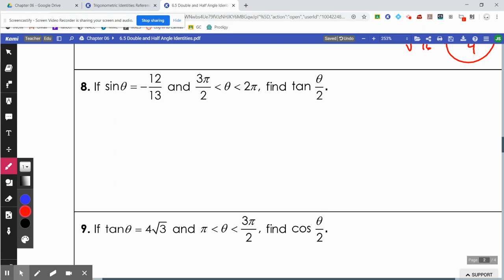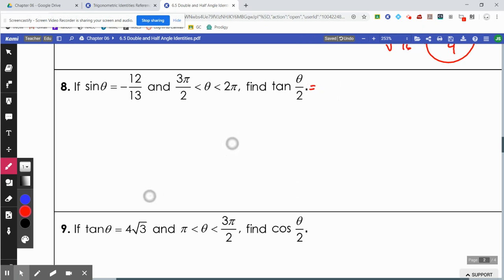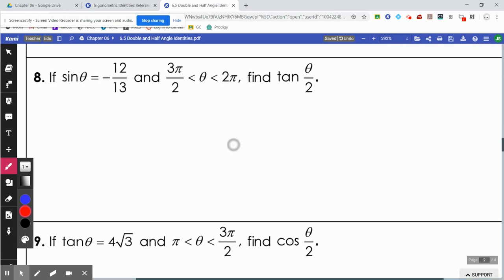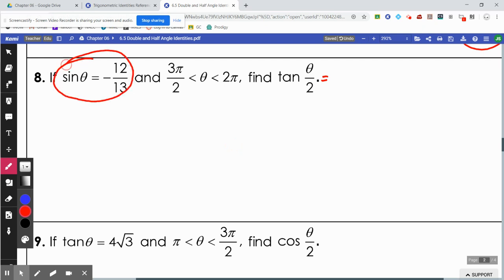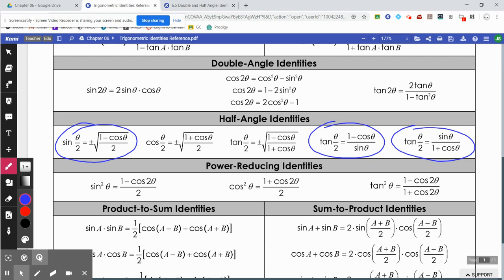We're looking for the tangent. They give us all this information. We're looking for the tangent of theta over 2. Let's start with our formula. The tangent of theta over 2 is equal to, and we know we have 3 different ones. Well, since we're given sine, let's do the one that involves sine. Well, we have an issue there, though.